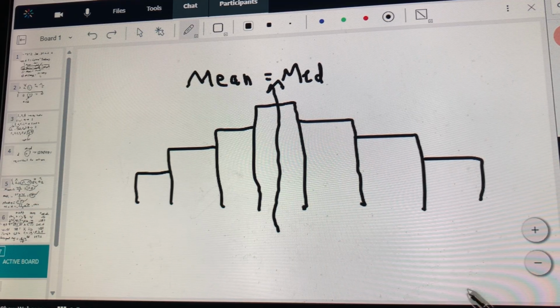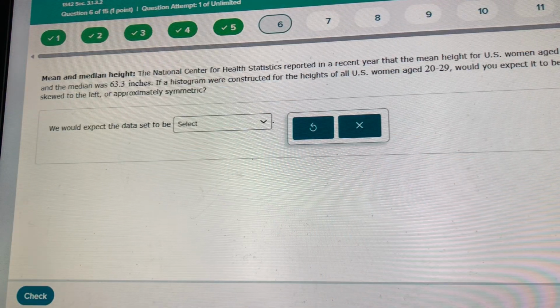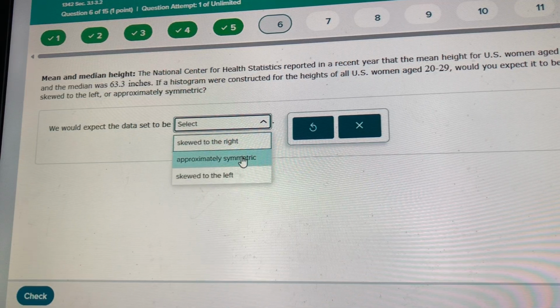Well, in this problem, they're clearly not equal, but they're really close actually. I thought it was 62 something, but it's 63.2 and 63.3. They're so close, almost identical, that this is approximately symmetric. Definitely approximately symmetric.